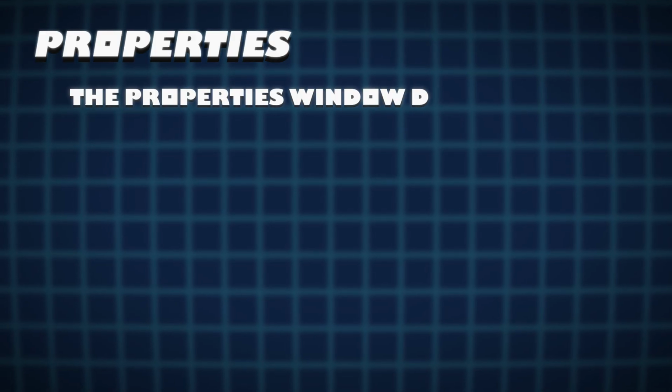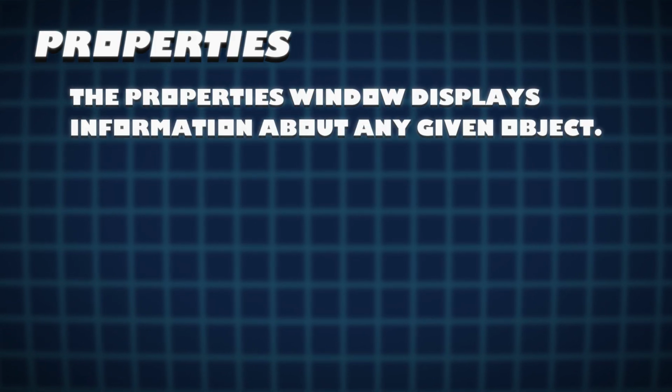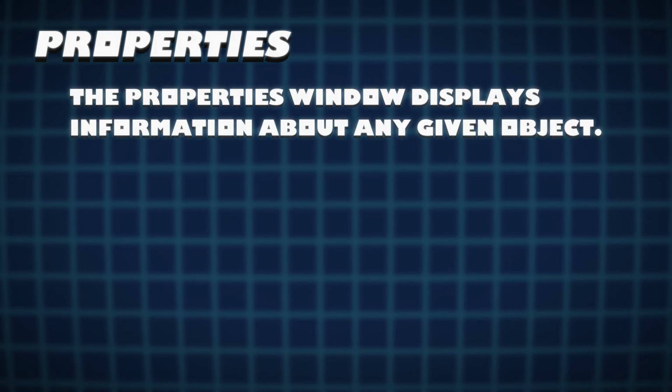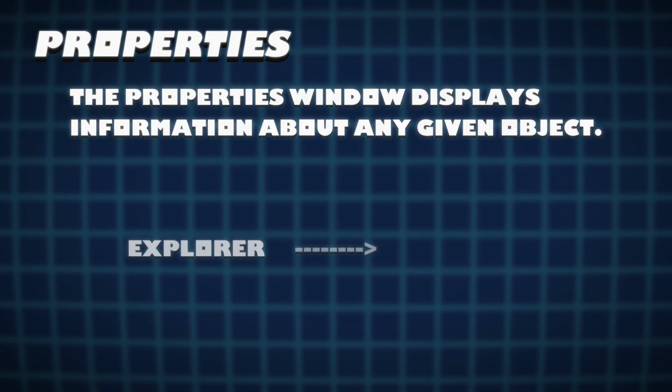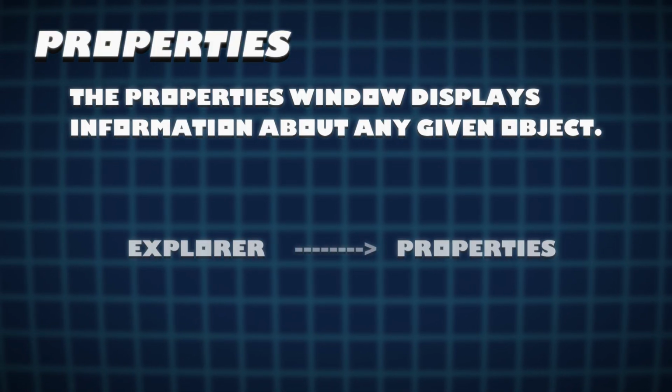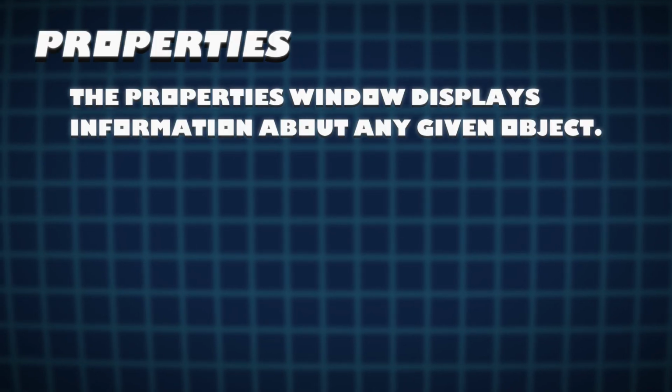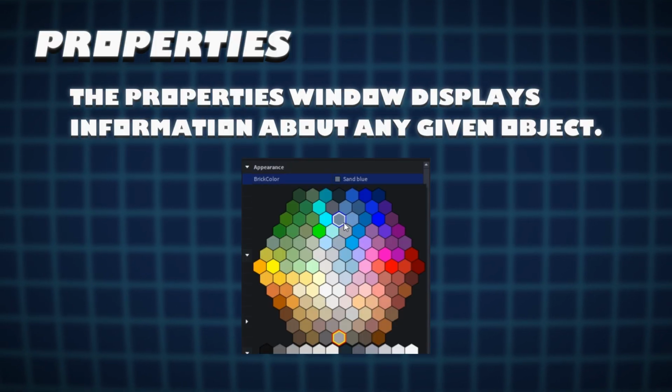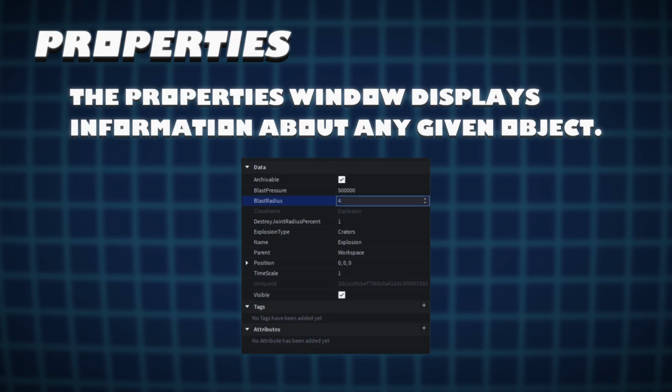The Properties window displays information about any given object. By selecting an object in the Explorer, we're able to view and configure its properties. Examples include changing a part's color, changing the text of a label or increasing an explosion's blast radius.